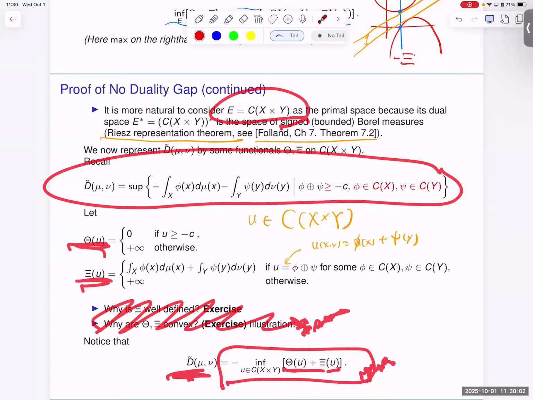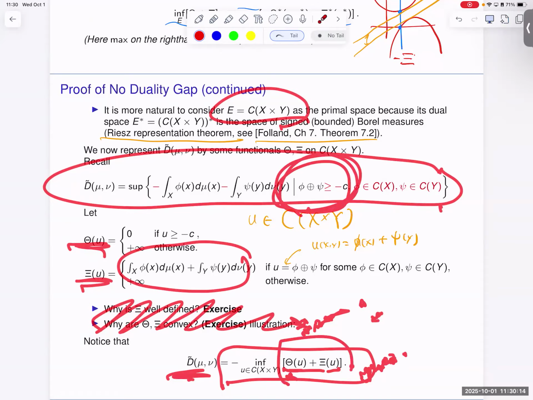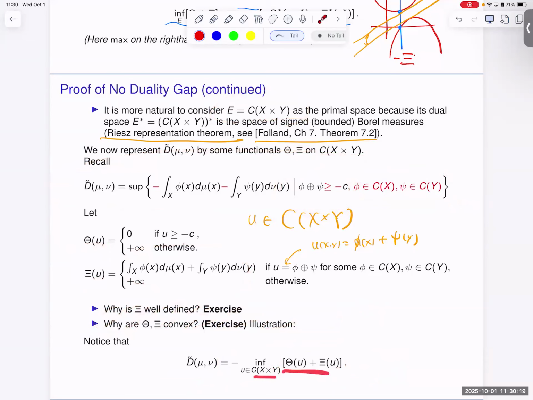Okay, so basically the idea is to use this hard infinite penalty to turn this constrained problem into this unconstrained problem. But along the way, we want an optimization problem over the space of continuous functions on the product space. That's what I mean. In the original problem we had two functions, so we express this two-function condition as just one function condition. Okay. Now let's come back to this exercise.